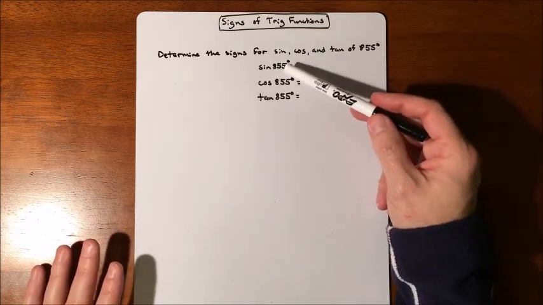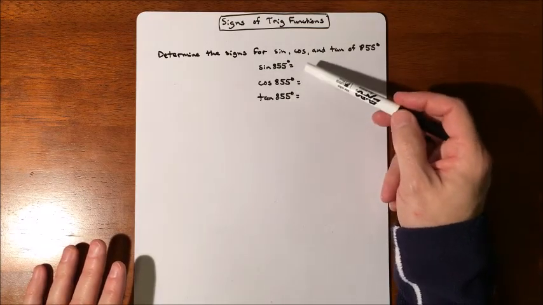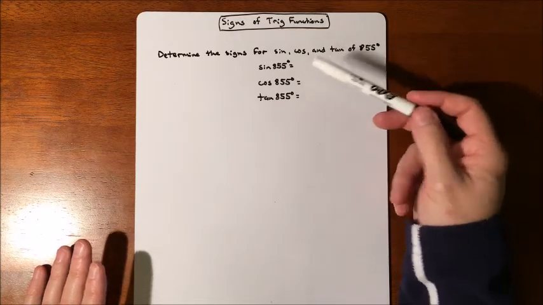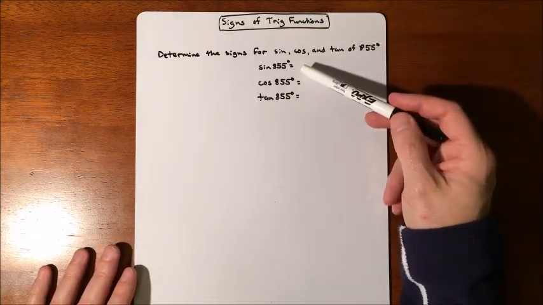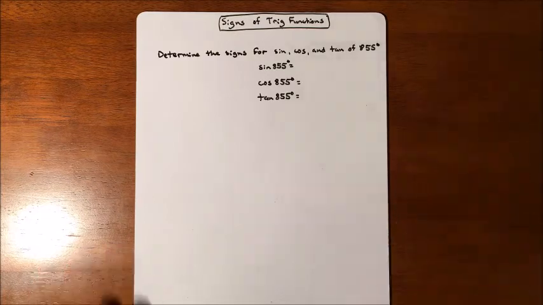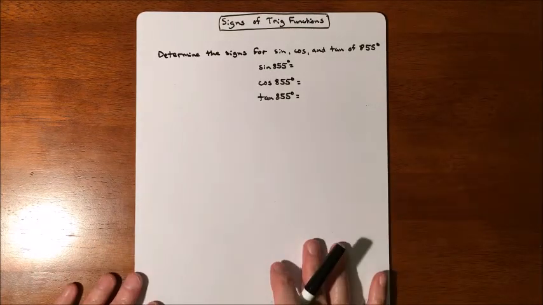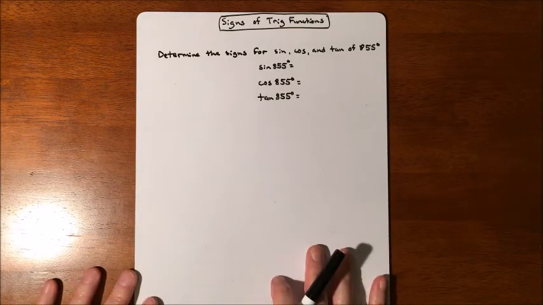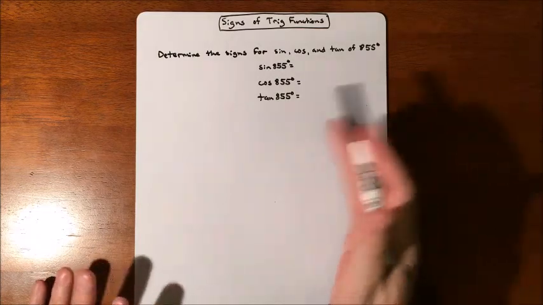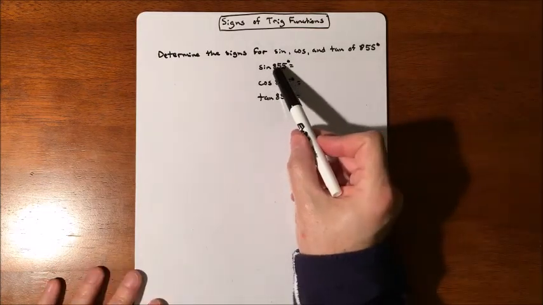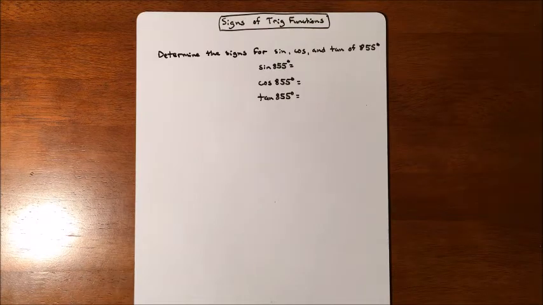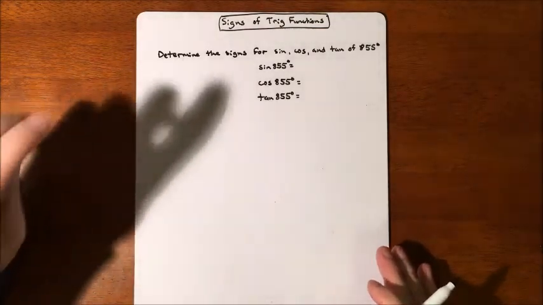Is there any way for us to figure out what the signs of these would be? Not the exact values, just would it be positive, would it be negative? Yes. And the way we're going to go about doing this is we need to figure out some quadrants for this thing. So a quadrant is everything, actually. First thing is, where is 885 degrees?